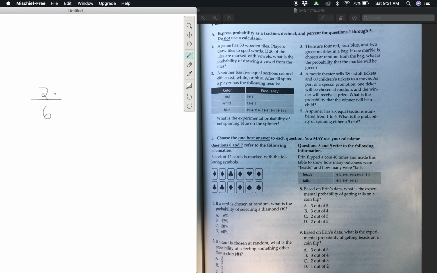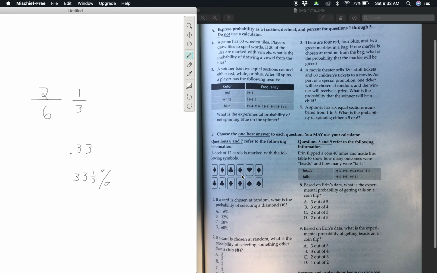Okay, if we simplified it, 2 goes into 6. Yes, it does, 3 times. 2 goes into itself once. 1/3, or we have 0.33. Or 33 1/3%. Okay, so those are your answers there. Okay, now let's move on to number 6.